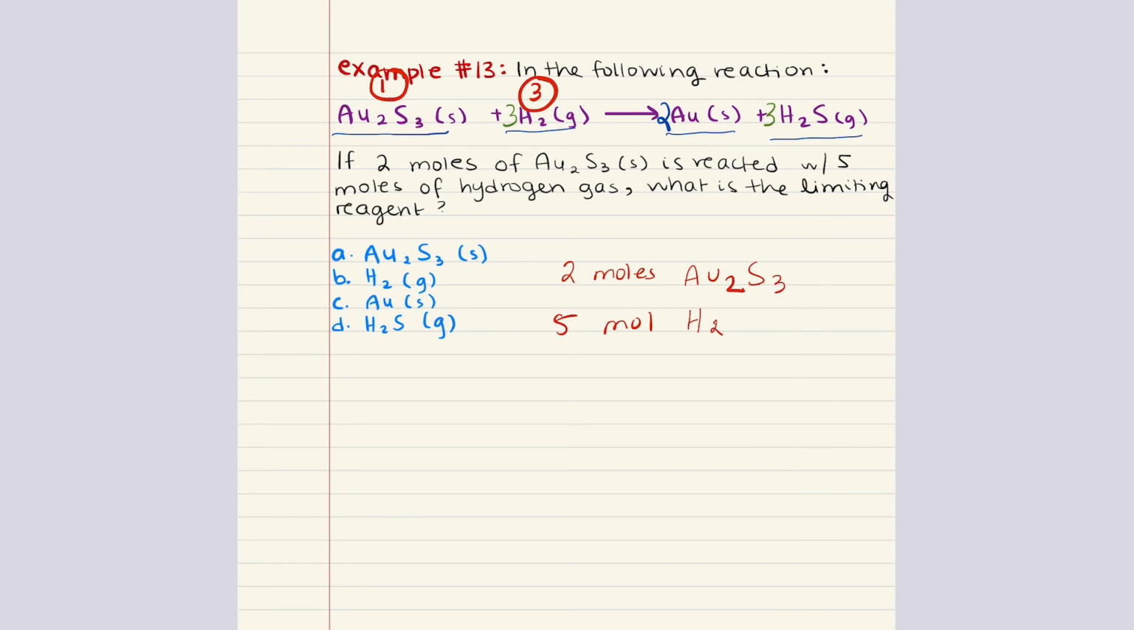Therefore, 2 moles of gold 3 sulfide is going to require 6 moles of hydrogen gas, just based off of this ratio that we can get from the balanced equation. But we don't have 6 moles of hydrogen gas available. They're telling us we only have 5 moles. That means that our limiting reagent is going to be hydrogen gas, and that is because there isn't enough to fully react with the 2 moles of gold 3 sulfide that we have. And so the correct answer here for problem 13 is going to be B.